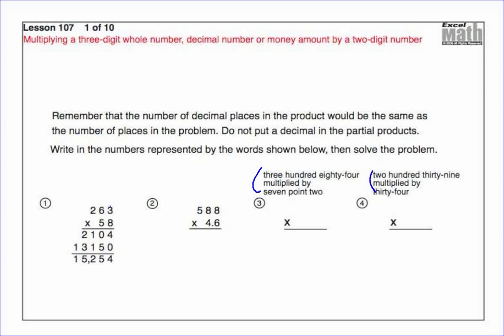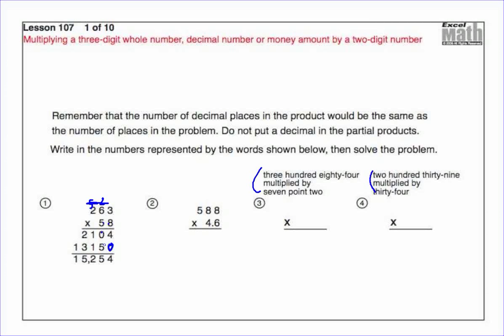First of all, we're going to multiply 263 times 8 here. 3 times 8 is 24, carry the 2. 6 times 8 is 48, plus 2 is 50, carry the 5. 2 times 8 is 16, plus 5 is 21. I always like to scribble out my carries. Now I'm going to multiply 263 times 5, or times 50. I have to put a 0 in for the ones placeholder because this is a 5 in the tens place, so I know the answer is going to end with a 0.